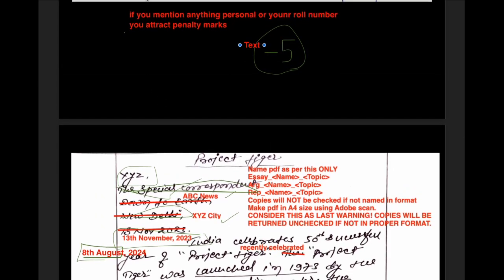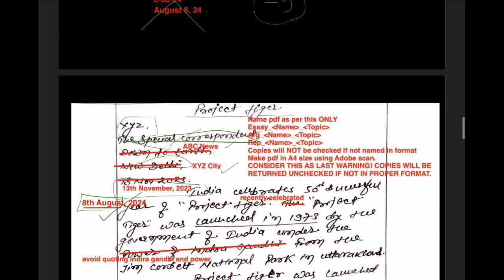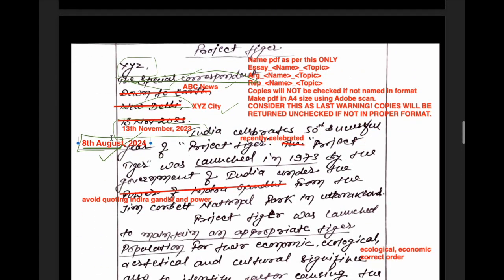Not 8/08/24, not August 8, 24, any other iteration you think, please avoid it. This is the standard. This is as per Oxford guidelines on writing. So you write this way. So that is one thing.